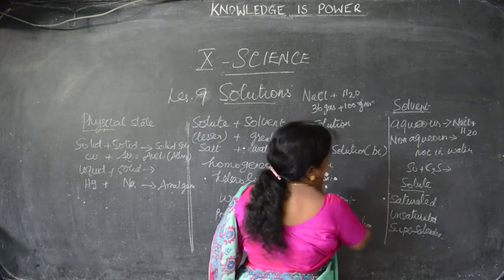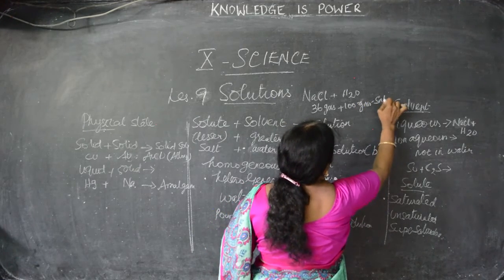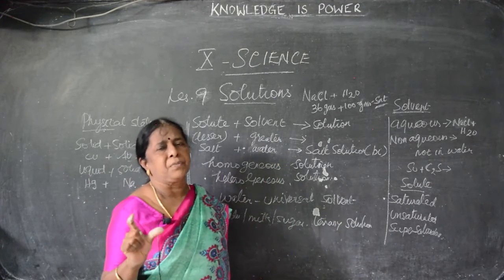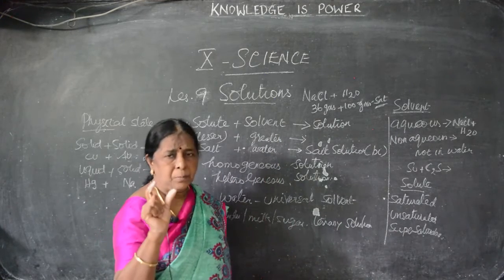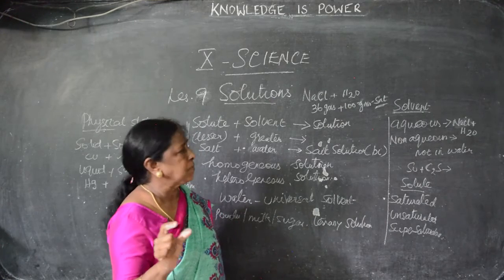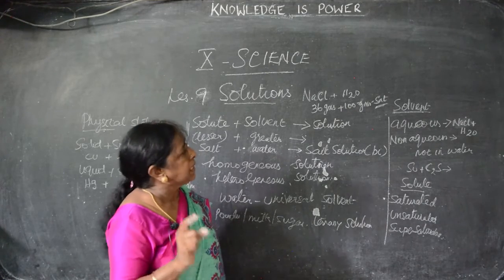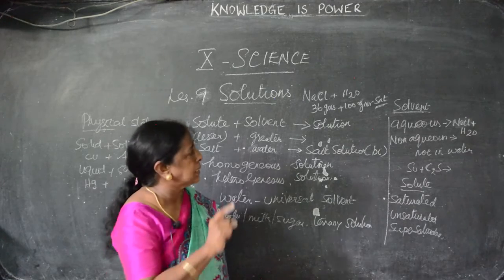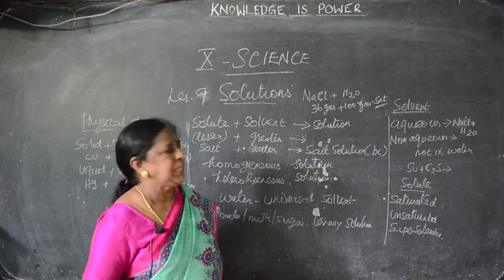This solution is a saturated solution. What's the weight of the sodium chloride? The mass of the sodium chloride is 36 grams. The weight of the water is 100 grams. If 36 grams dissolve in 100 grams of water, that means it is saturated.